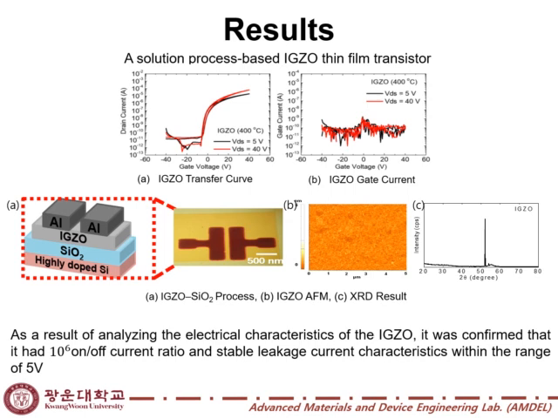As a result of analyzing the electrical characteristics of the IGGO thin film transistor, it was confirmed that it has enough current ratio and stable leakage current characteristics within the 5-volt range. In particular, it was judged to have high utilization value as a driving device of a high-quality display backplane, with off current of 10 to the power of -10 ampere or less, and threshold voltage of -2 volt.